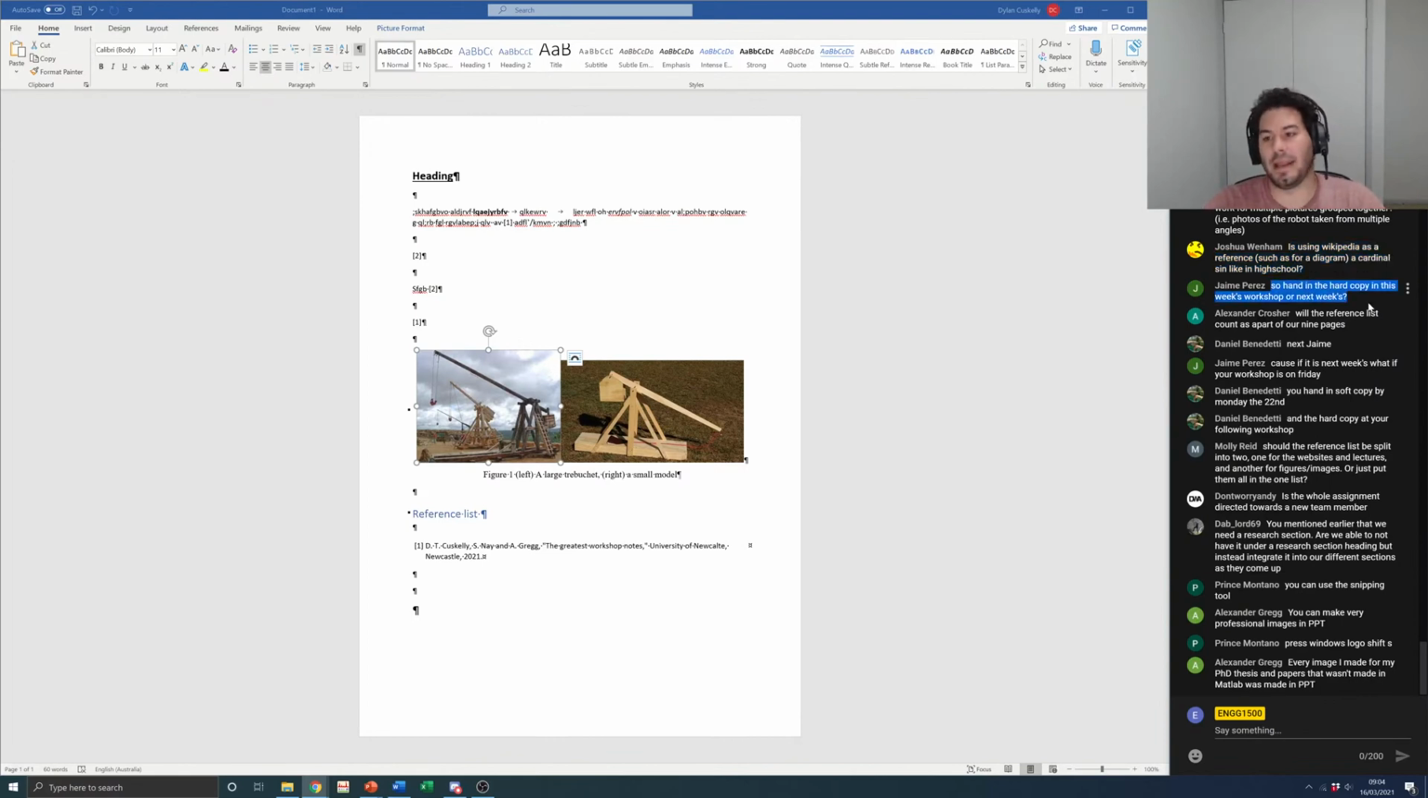You hand your hard copy in next week. Your hard copy is after the soft copy. So the due date is for everybody on the same day on the Monday afternoon. And then you just hand your hard copy in whenever your workshop is after that. Will the reference list count as part of our 9 pages? No, it will not.